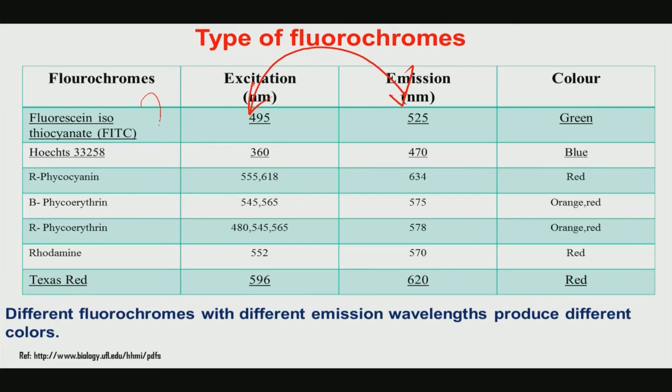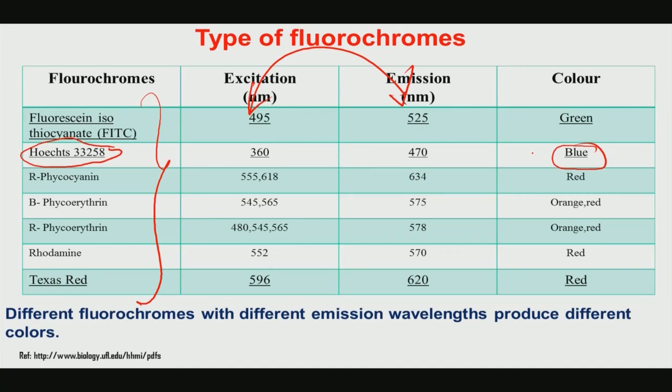So, this is the list of different fluorochromes. They are excited at different excitation wavelengths and emit different, larger wavelengths, which gives a different color spectrum. For example, this particular fluorochrome, which is Hoechst 33258, will give blue in color.